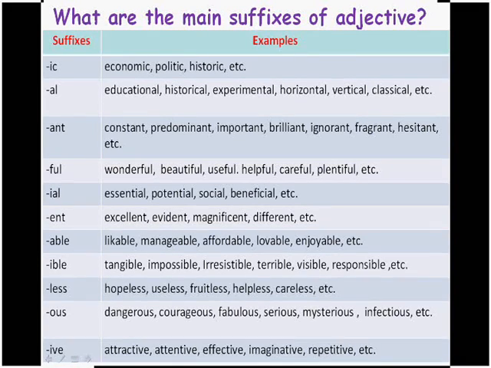Then I have full, and I think this is the most famous of the suffixes of adjectives, like wonderful, beautiful, useful, helpful, careful, and plentiful. So this is famous, I think you know it all, that whenever you find full at the end of a word, then it means that this word is an adjective. Let's say wonderful day, useful lesson, helpful friend. IAL is like essential, potential, social, beneficial.